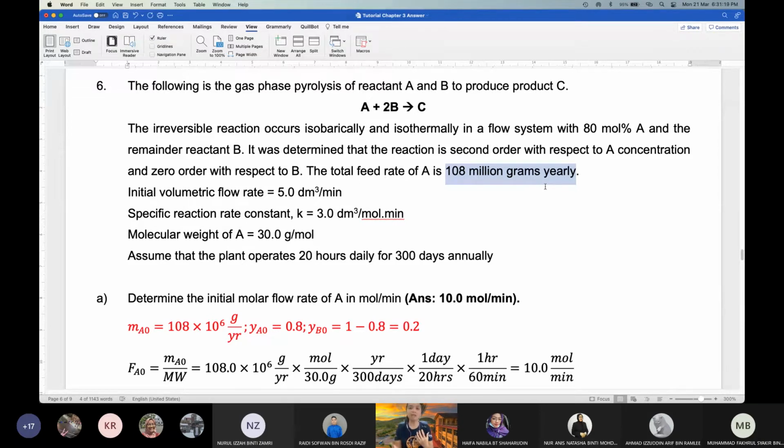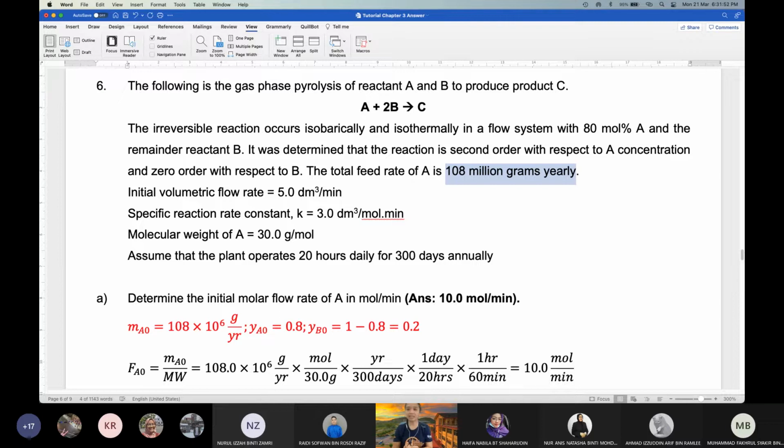Okay, so mass per time, if you understand what mass per time is, it is mass flow rate. So it actually gives us the mass flow rate of A initially. So before this you learned, I taught you volumetric flow rate, molar flow rate, concentration, number of moles. But I never touched mass flow rate in our questions, in what I taught before this. So now they give us mass flow rate. Okay, so they give us the mass flow rate of A as 10^8 million gram yearly.